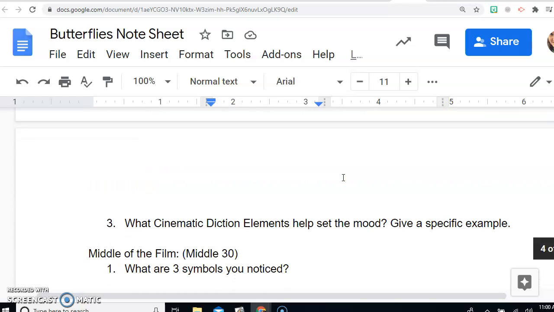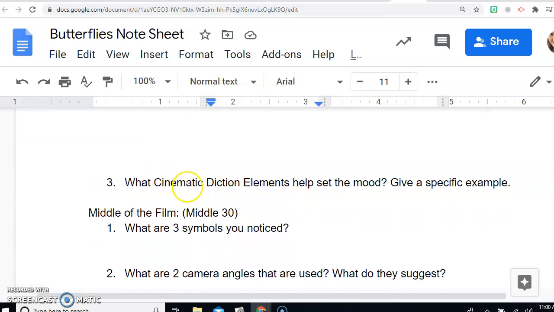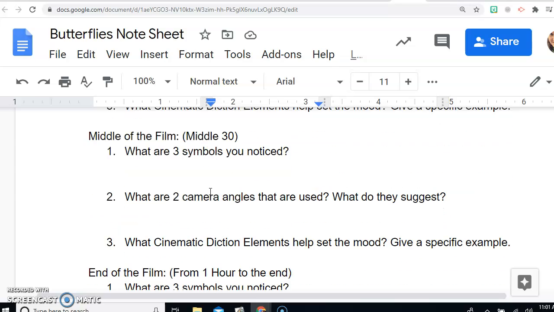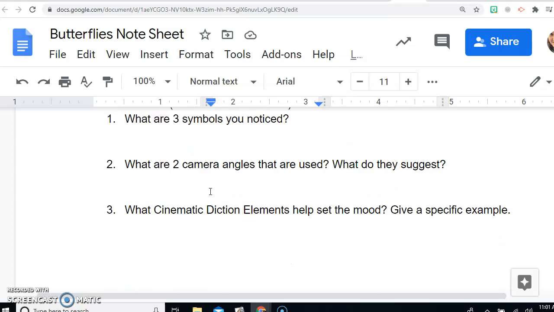It's not too hard. And then cinematic diction, these are the notes that you took the third week as well. These are things like music and lighting, costuming, dialogue and things like that. So you can say something about how like the music sets a specific mood, so on and so forth. And you have those same questions for the middle of the film and the end of the film.